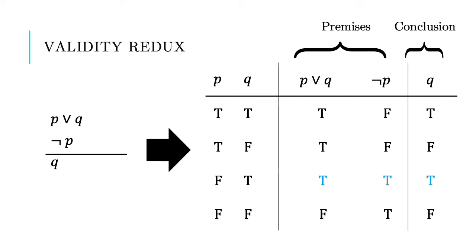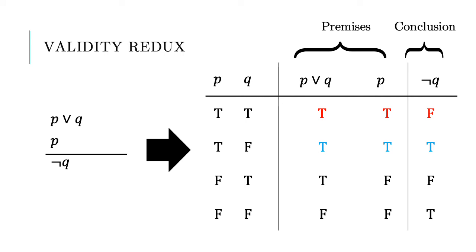And here we can see, indeed, when P or Q is true, and when not P is true, this is the third row of our truth table, Q is also true. And so the argument that goes from P or Q and not P to Q as its conclusion is indeed valid, because wherever its premises are true, its conclusion is true.